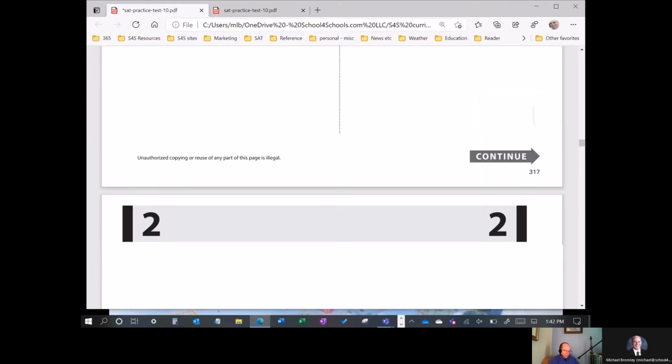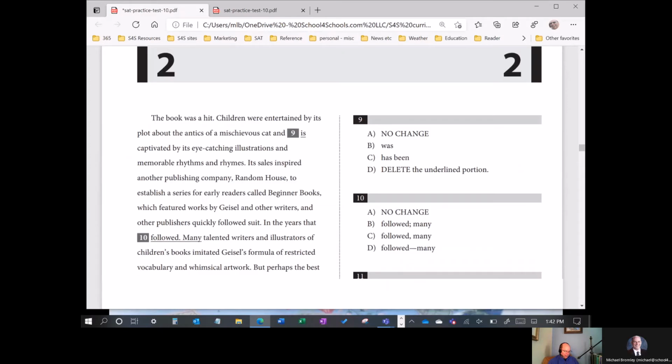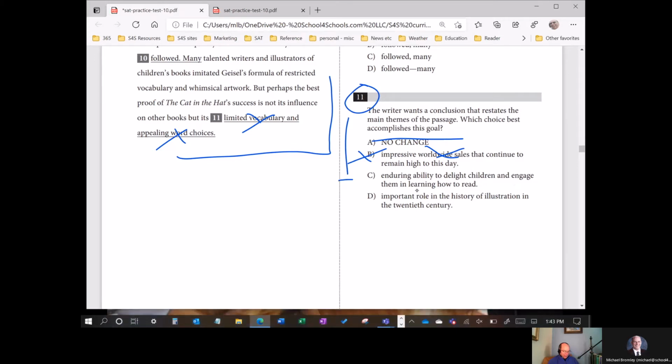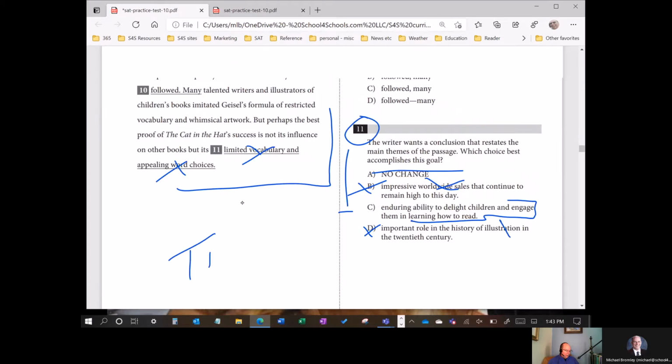That's pretty easy, but it helps you avoid that mistake by thinking about the title. And you look on this one, the last question is usually a main point question or a concluding sentence question, which means that the title is going to be important. How a cat in the hat changed education. It's not about limited vocabulary and appealing choices, so A is wrong. It's not about the worldwide sales, as impressive as they were. It's about the enduring ability to delight children and engage them in learning how to read. How a cat in a hat changed children's education. And it's not about the history of illustration. So those are easy ways to not make mistakes on some of those questions, by paying attention to the title.